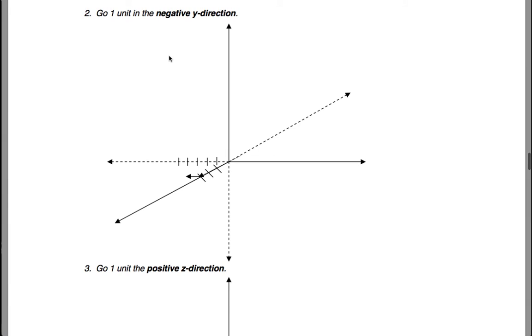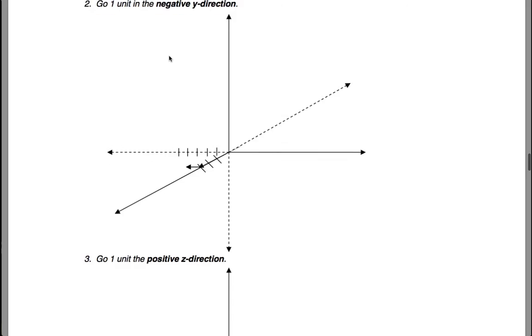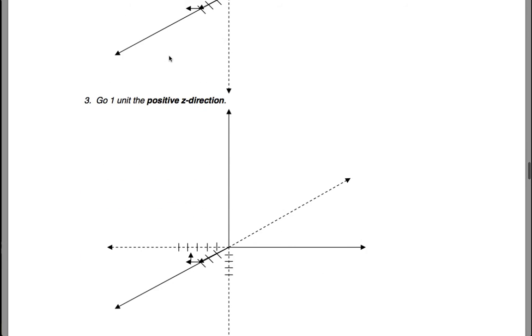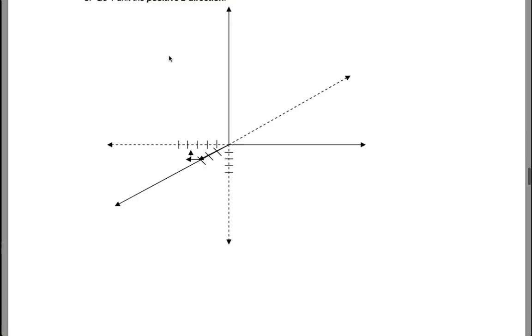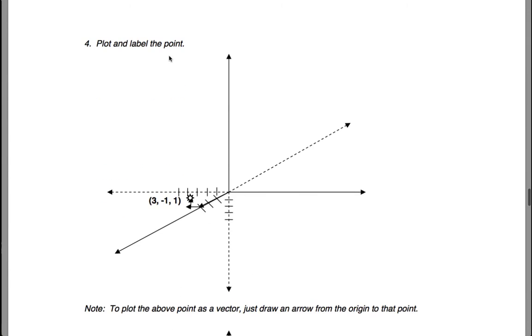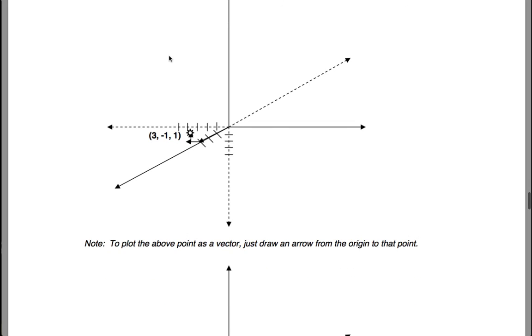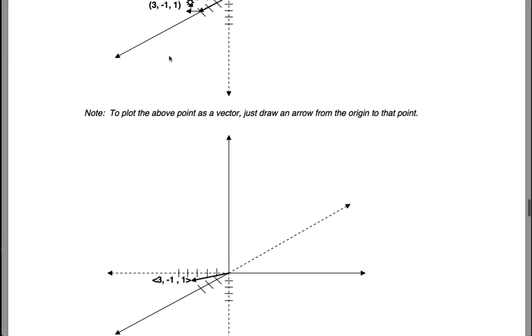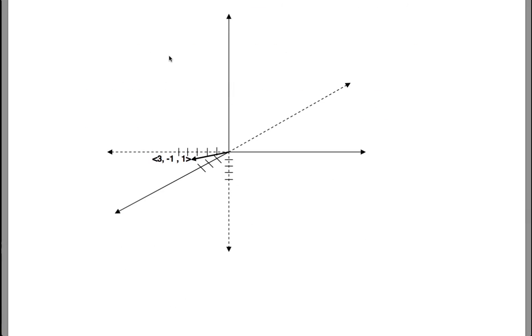So you would go 3 in the x direction, then you would go back 1 unit in the y direction, and then up 1 unit in the z direction, and then you draw a line going from the origin to that point if it's a vector. Okay, but if it's just a point, you just draw a dot there. So there's the point drawn as a vector.